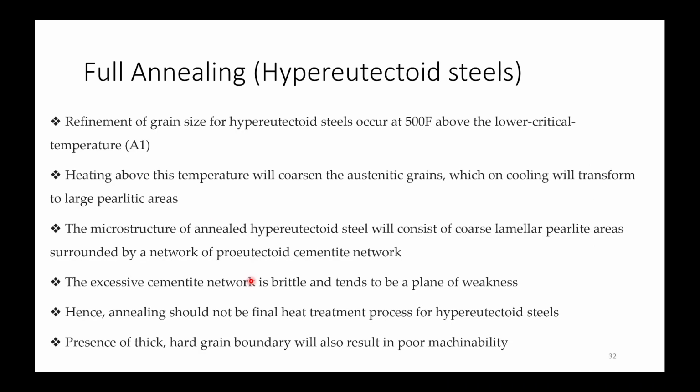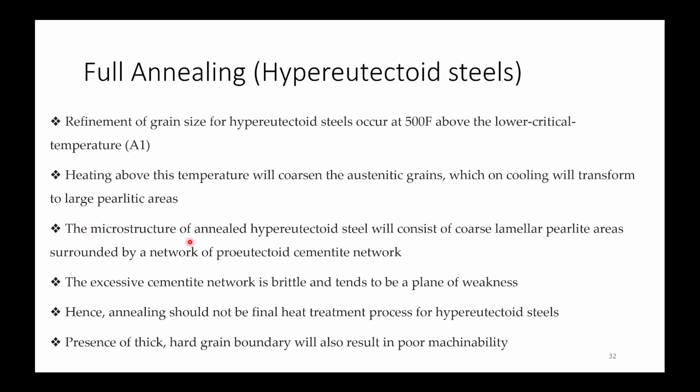Full annealing in case of hypereutectoid steels. Refinement of grain size for hypereutectoid steel occurs at 50 degrees Fahrenheit above the lower critical temperature. Heating above this temperature will coarsen the austenitic grains, which on cooling will transform to large pearlitic areas.